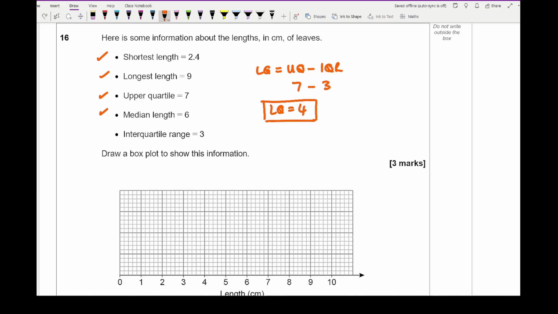I'm not going to use a ruler because it'll take me forever to do that on this, but hopefully you will be a little bit neater. So we've got 2.4, every little box represents 0.2, and we've got a lower quartile of 4, a median of 6, an upper quartile of 7, and a higher value of 9. Like so. And then all I need to do is complete the box and join a line. Again, do use a ruler and a pencil to make sure that's nice and neat.